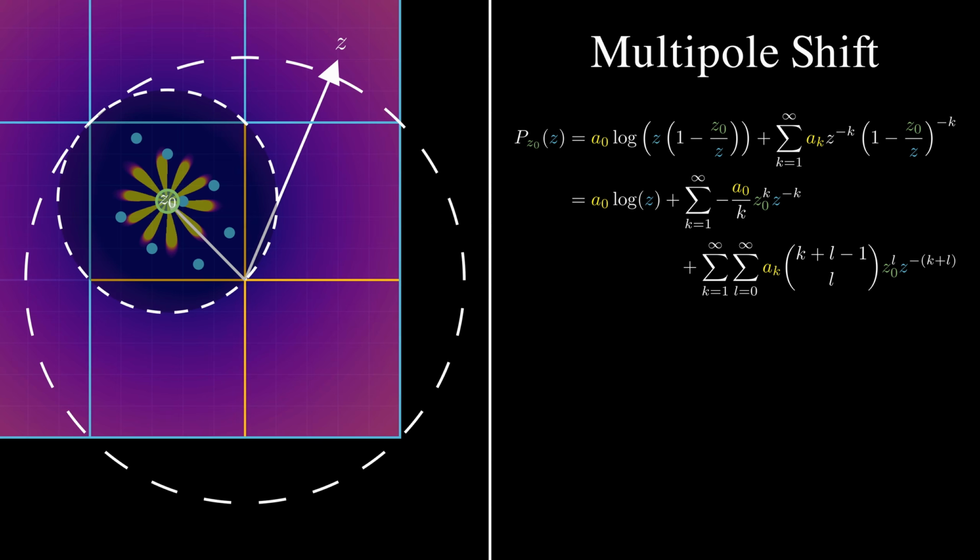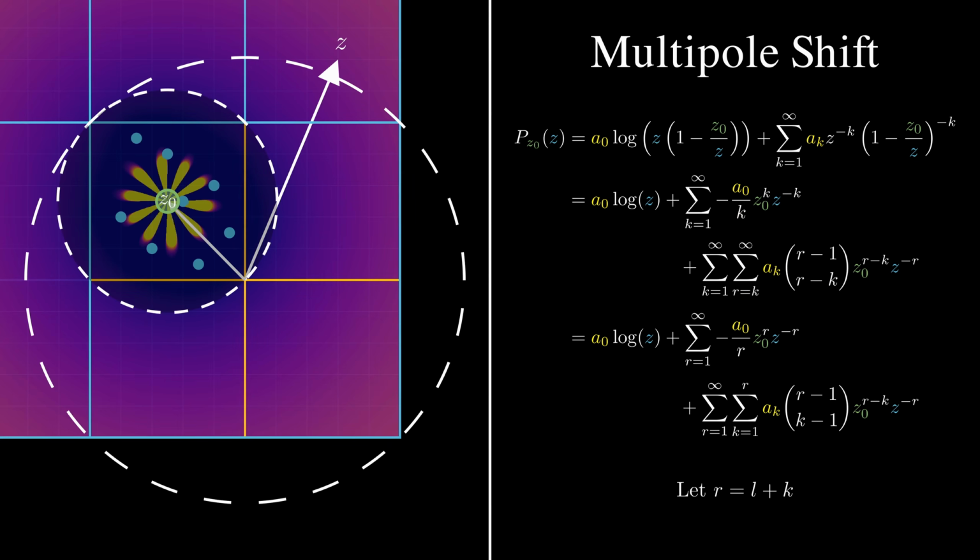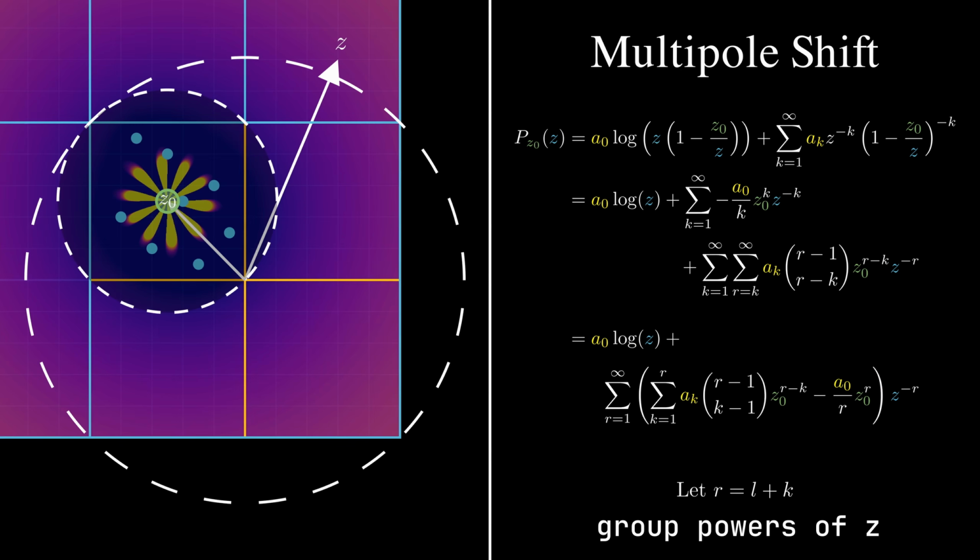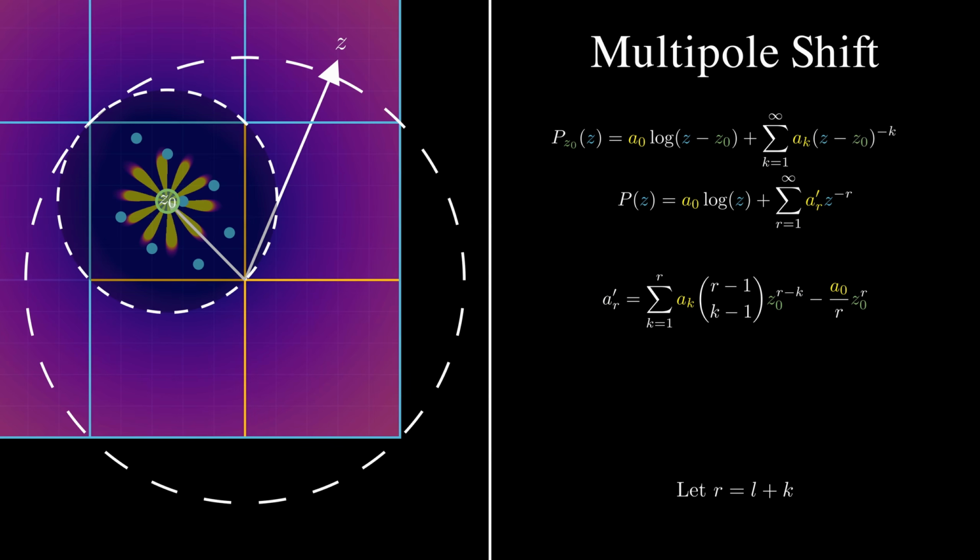So let's set up a new variable r to be L plus k, and then we can express L in terms of r and k. And there we have it, a multipole shift operation.